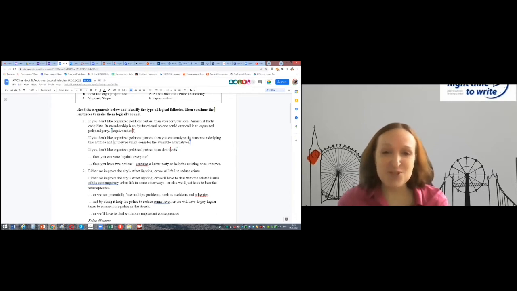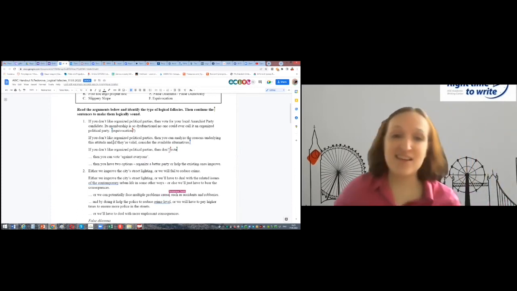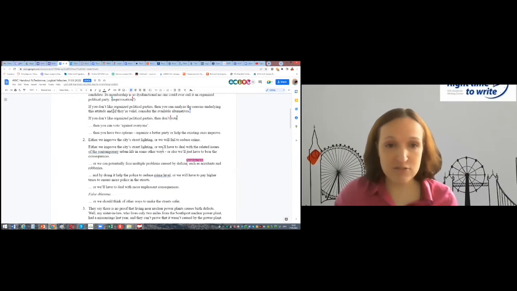You have two options: organize a better party or help the existing ones improve. Also a very good option. Of course, all of your ideas make for quite a sound argument, because the continuations that you provided do not jump to conclusions, and do not state anything, and do not contain an equivocation as the original one.